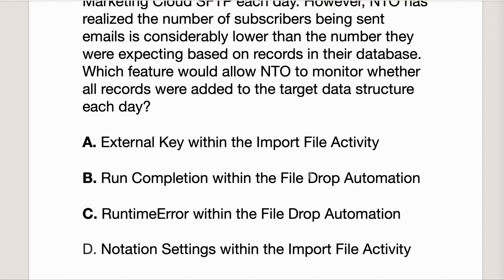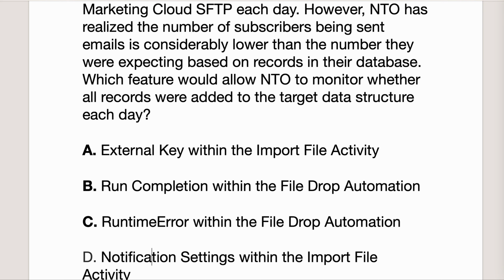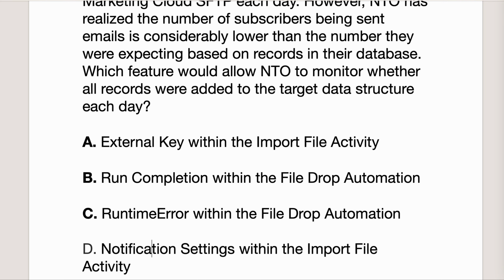Notification settings with the import file. Since you're importing a file here, if there's an error on import file, this would be a better option, because when you're importing a file and there's a file error, this particular notification, called notification settings with the import file activity, will catch it. So D would be the best, because if you ever want notification while importing, you should select the notification settings on import file rather than notification settings on file drop.